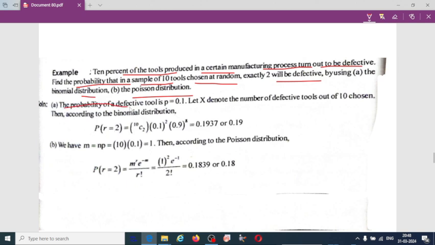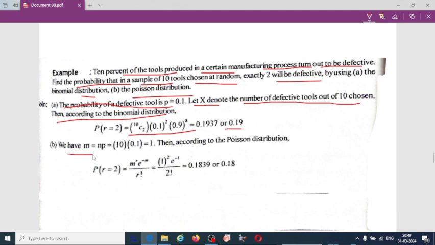So here the probability of defective tools is p equal to 0.1. Let x denote the number of defective tools out of 10 chosen. So 1 divided by 10, 0.1. According to binomial distribution, P of r, where 2 are defective, so r is equal to 2. We use the binomial distribution formula and put the values of n and r. You can calculate the binomial distribution, and you are going to get 0.19.